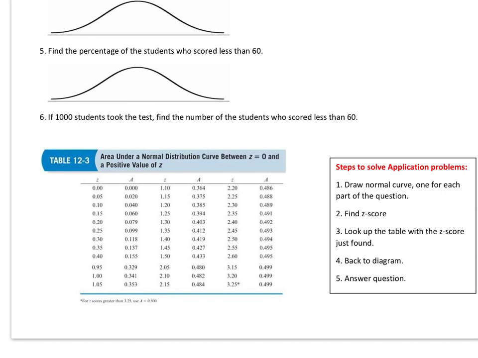The first step, you are going to draw a normal curve for each part of the question. So we cannot be lazy on your scratch paper. You need to draw one curve per part. If you try to use one curve for all parts with your labels, that can get confusing at some point. So try to draw a curve for each part. Then we find the z-score for the given data value, and now we're going to go to the table. Look up the table with the z-score you just found, and then we get back to the diagram, and eventually we answer the question.